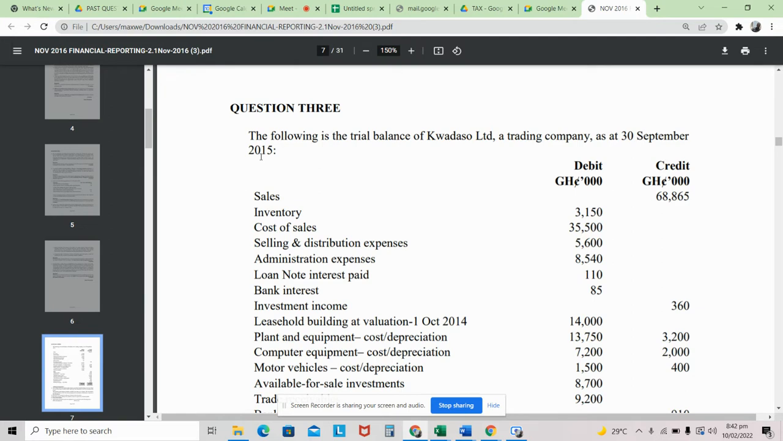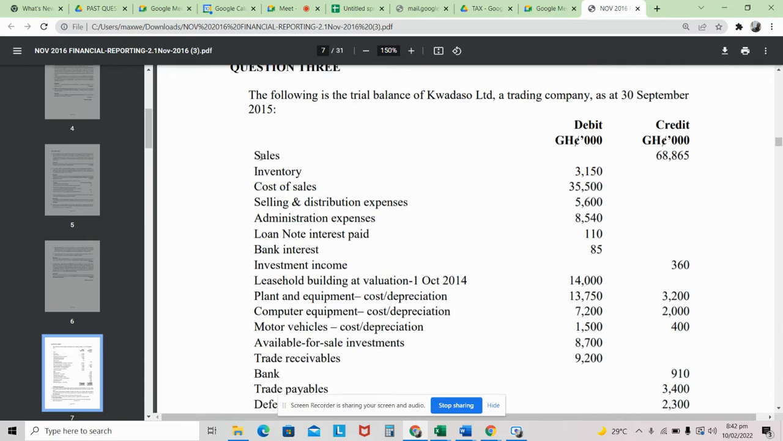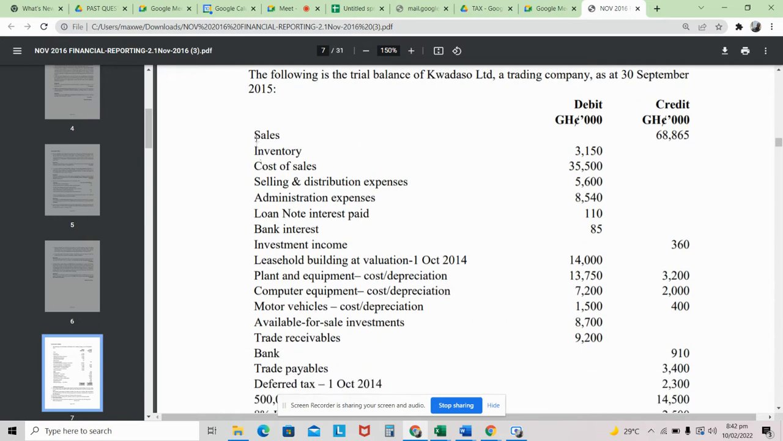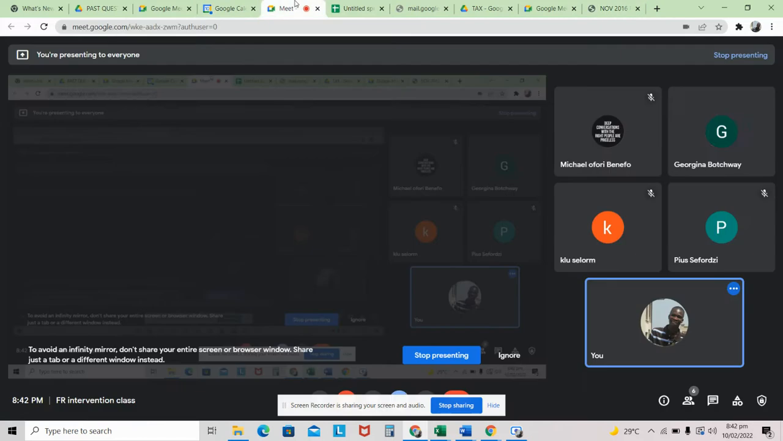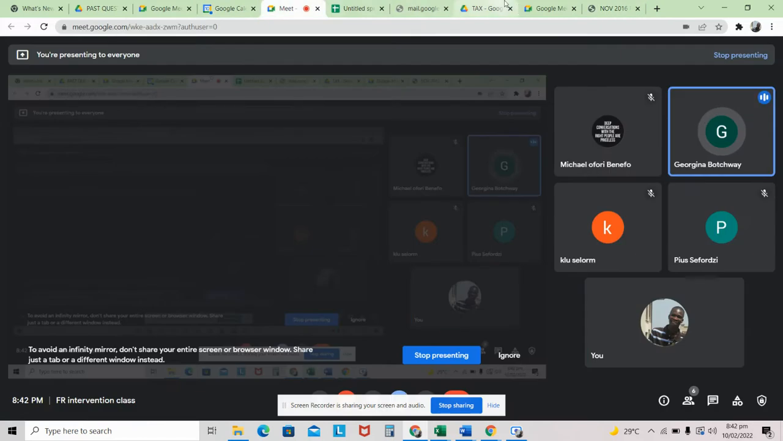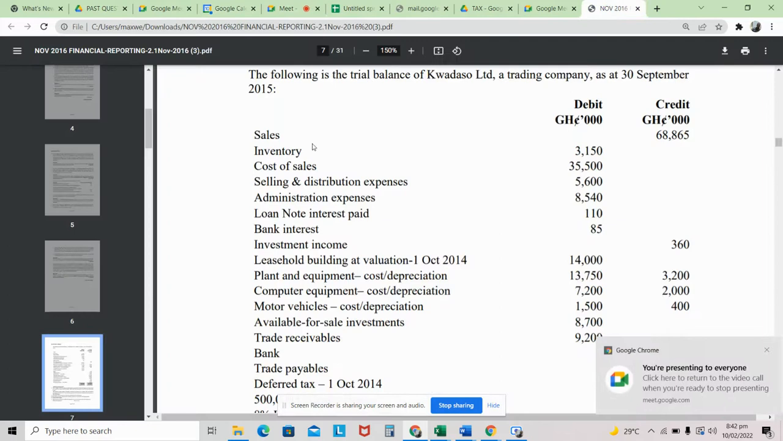Okay. So just mention the line items. We have sales. Hello? Hello. Yeah. Just mention the line items without the figures. So just mention them. Hello? Hello. Can you hear me? Sir, please, I didn't hear what you said. Okay. I said you should look at the trial balance. You just mention the line items without the figures. Okay. Yeah. Just mention.